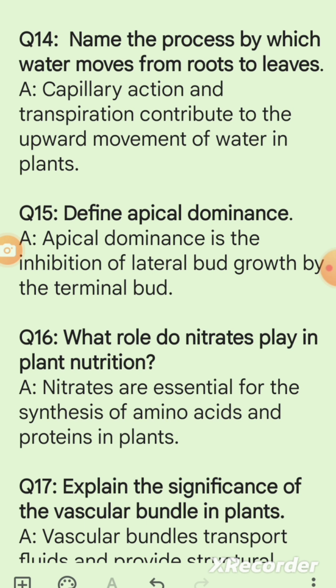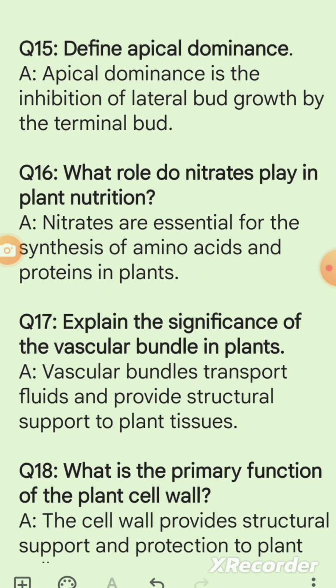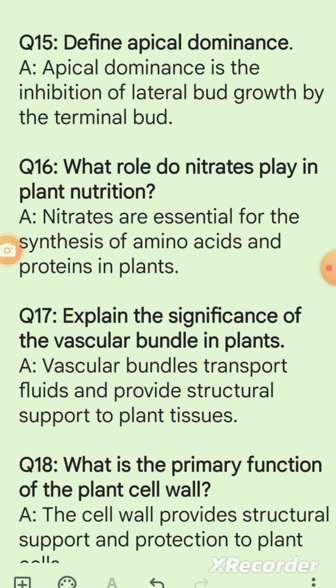Q17. Explain the significance of the vascular bundle in plants. A. Vascular bundles transport fluids and provide structural support to plant tissues. Q18. What is the primary function of the plant cell wall? A. The cell wall provides structural support and protection to plant cells.